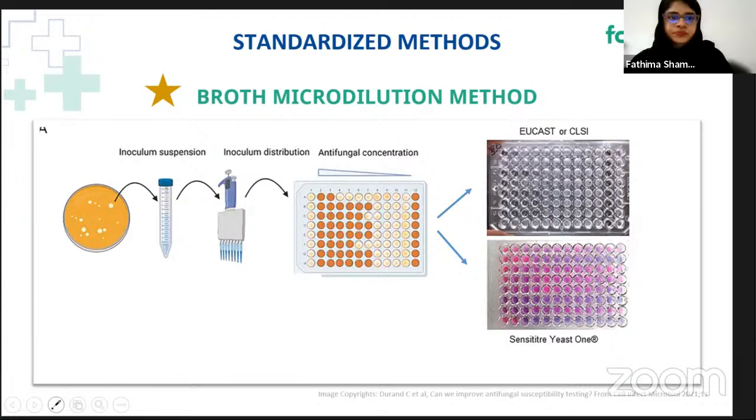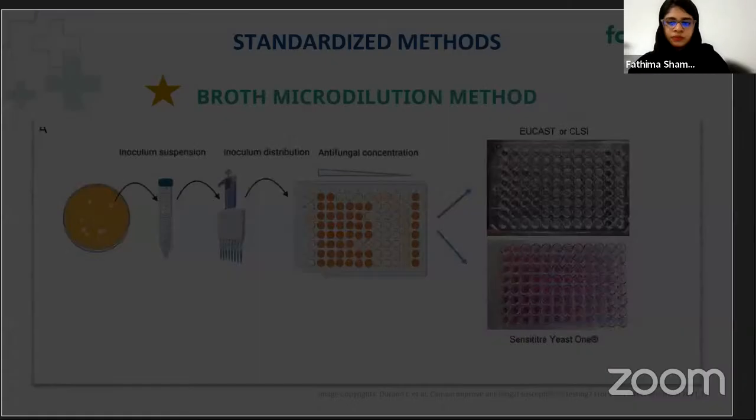Okay, I'm back. Based on these values, we can determine whether it is susceptible, resistant, or intermediate.